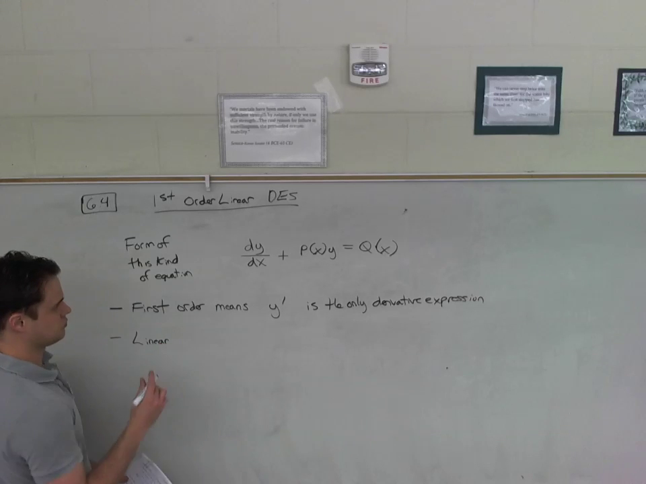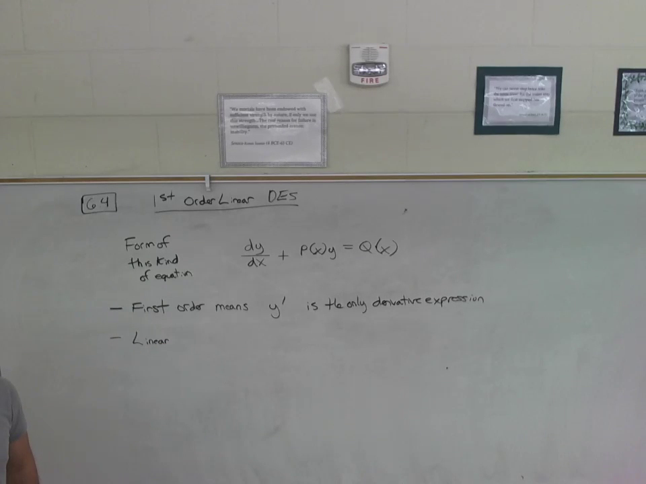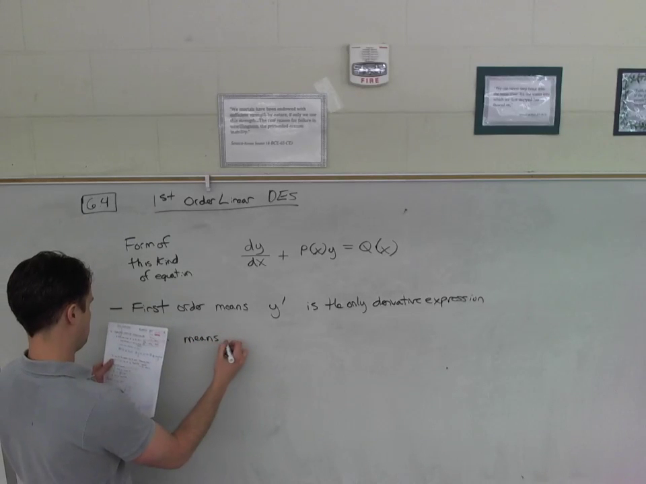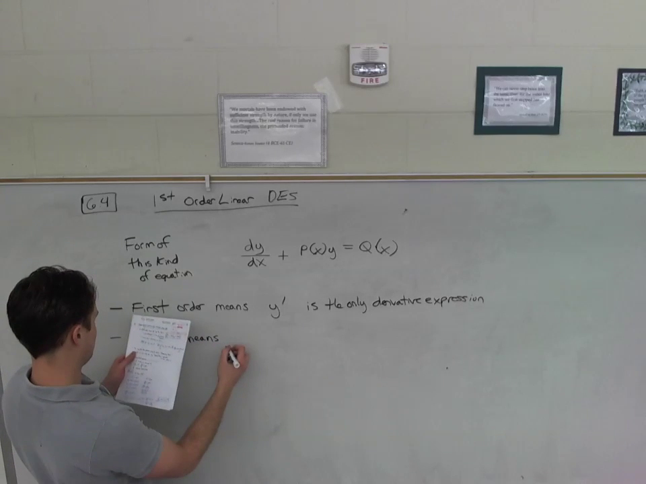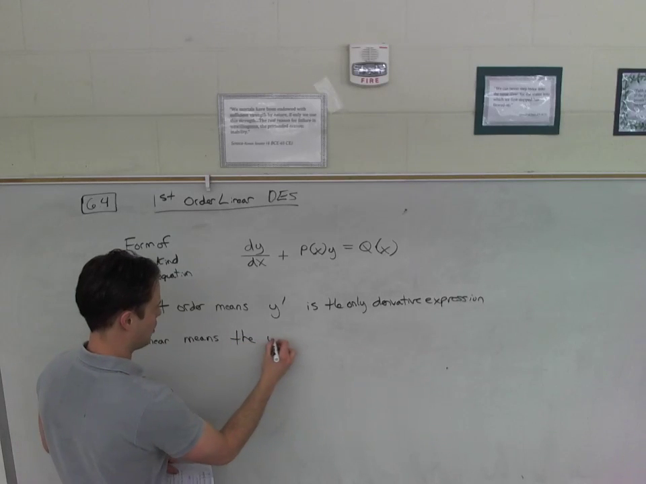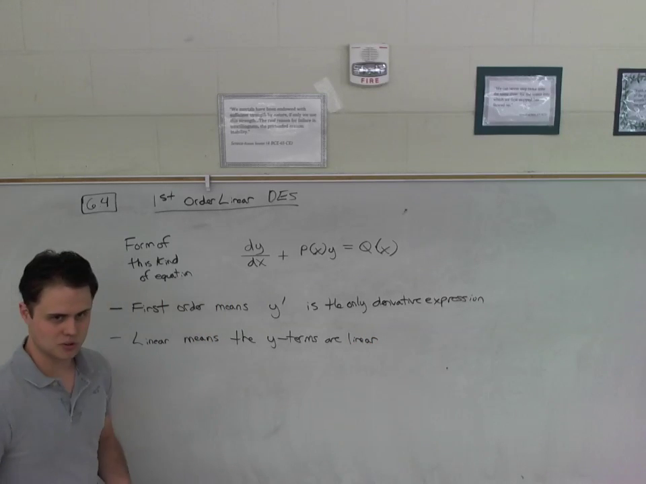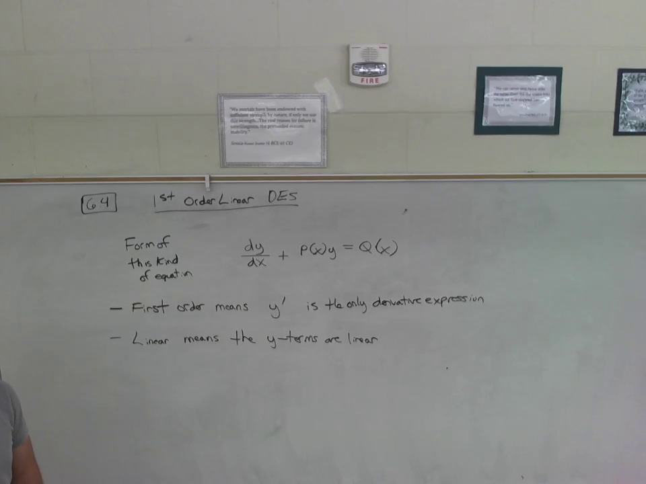No y squared. Ah, like y squared. No y squared. The y term has to be linear. Good, you got it. So linear means the y terms are linear. So like Paul said, no y squareds, no logarithms of y, nothing like that. Once again, you think that's limiting, but this still is a very useful tool. You only have one y prime. If you had more than one y prime, could you just smash them together? That's what I would think.